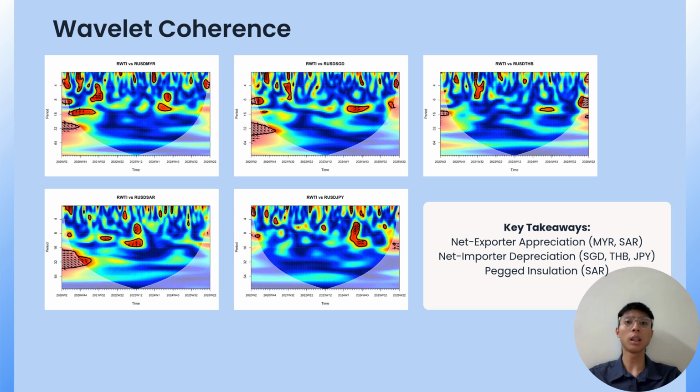Conversely, the heavily energy-dependent importers such as Singapore, Thailand, and Japan show localized zones of positive in-phase co-movement. For these nations, higher oil prices directly inflate national import bills, leading to domestic currency depreciation. And then finally, the Saudi riyal remains largely insulated from day-to-day oil price movements due to its strict US dollar peg, with significant coherence appearing only during major global disruptions like the 2020 pandemic shock.